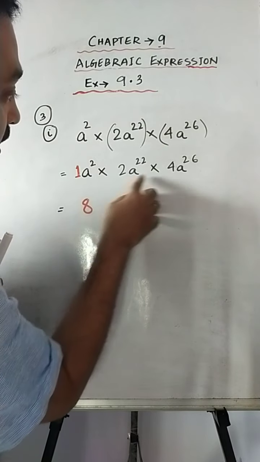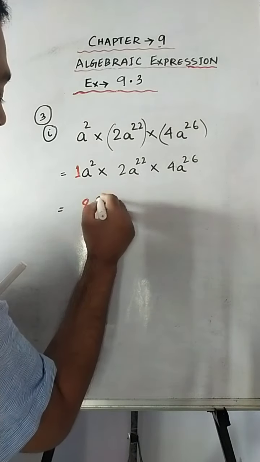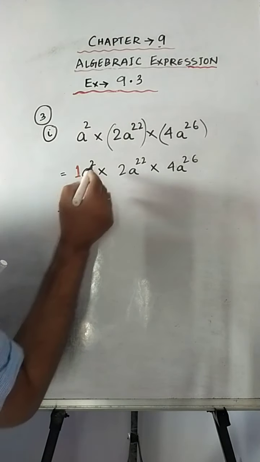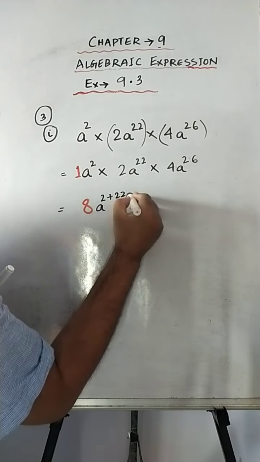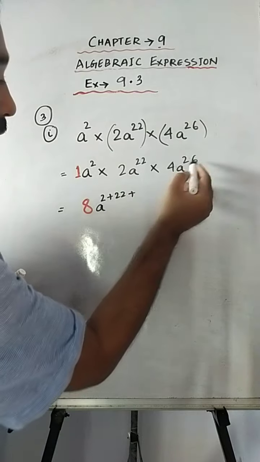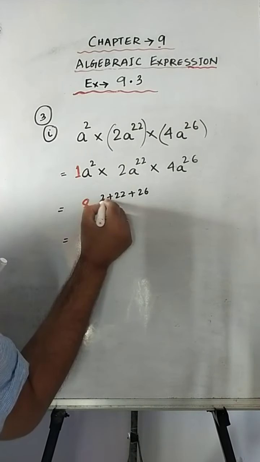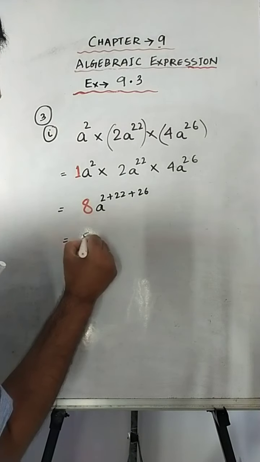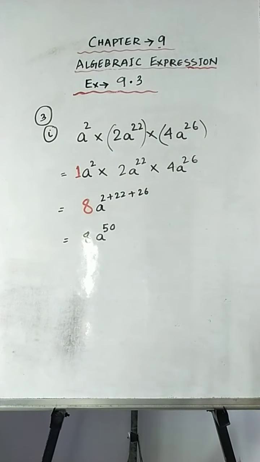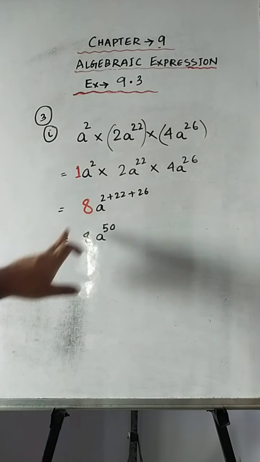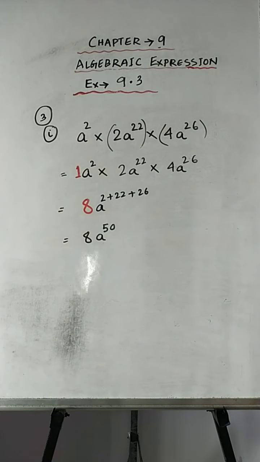If the bases are the same, in multiplication we add up all the powers. This is the exponential law. So we write the base, and in the first term we have 2 as a power, in the second term we have 22 as a power, and in the third term we have 26 as the exponent. Now if we add all these, the final answer we get is a to the power 50. So 8a to the power 50 is the required answer of sum number 1. Fine, now let's do sum number 2.